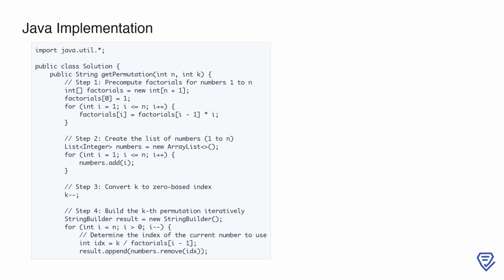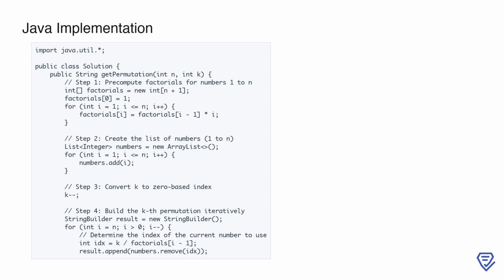After that, we construct a list of numbers from 1 to n, which represents the elements we can use to form the permutations. At this point, we also adjust the given k to a zero-based index by decrementing it, as it simplifies the calculations when working with arrays. Finally, we begin building the kth permutation iteratively using a string builder.